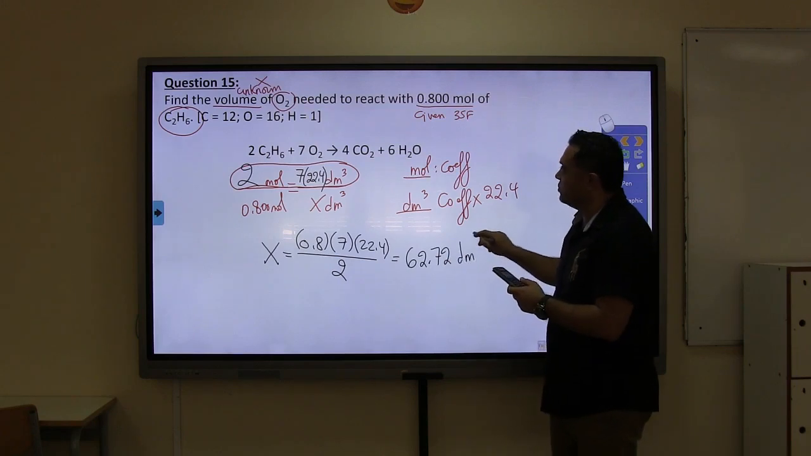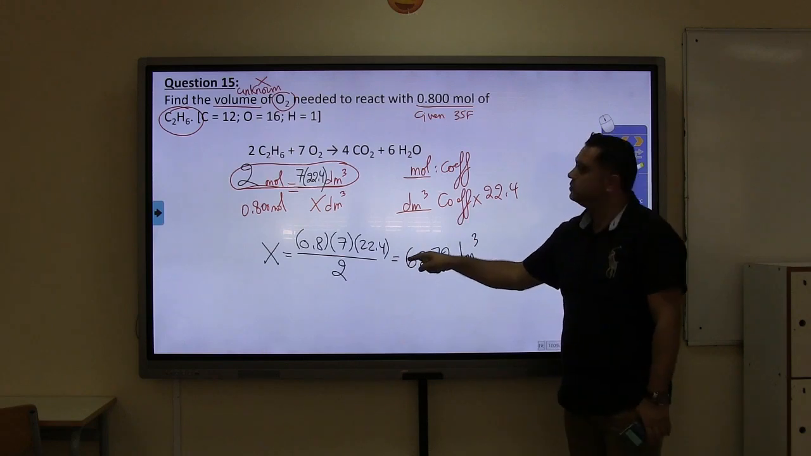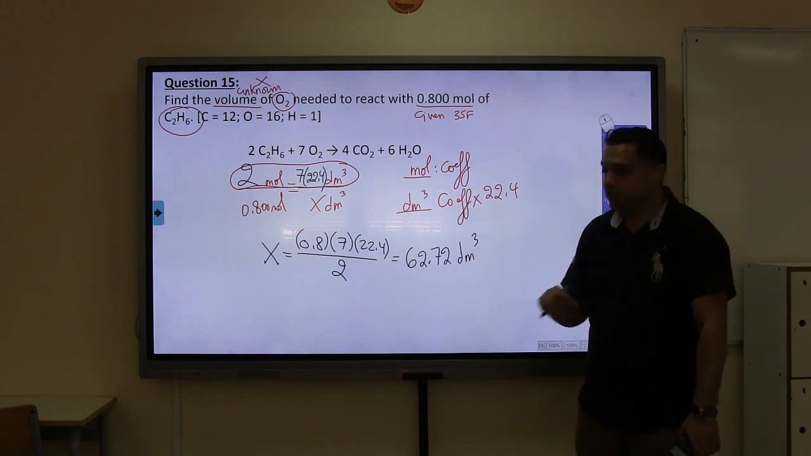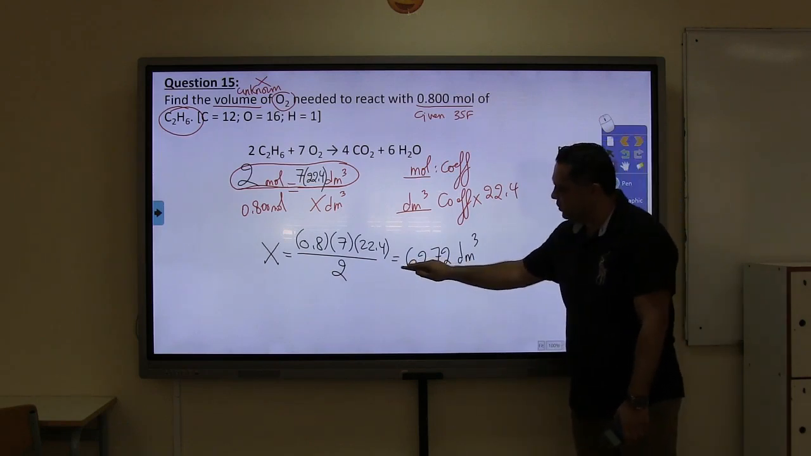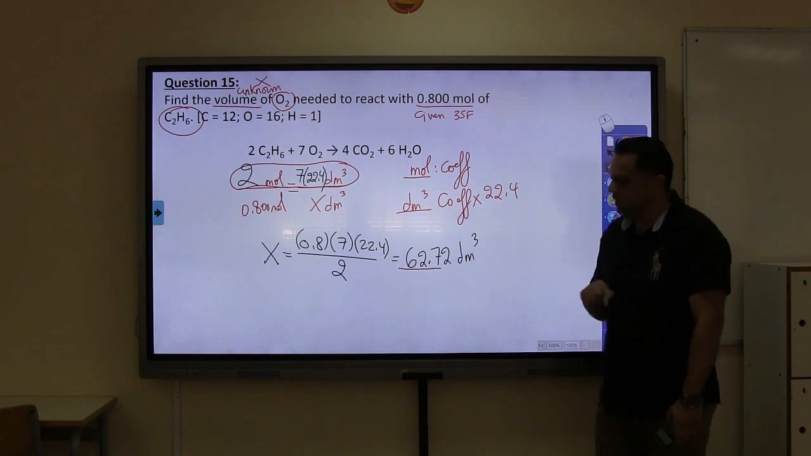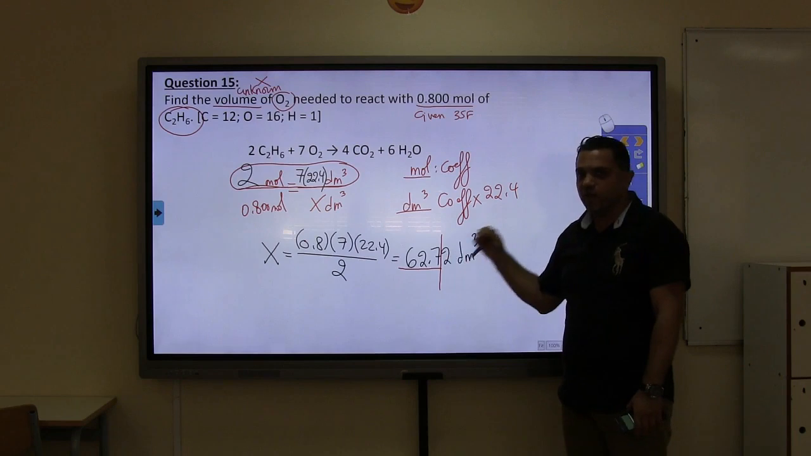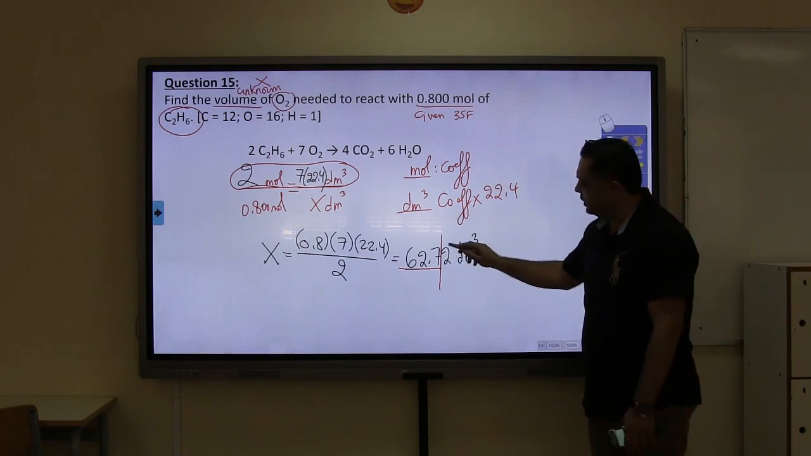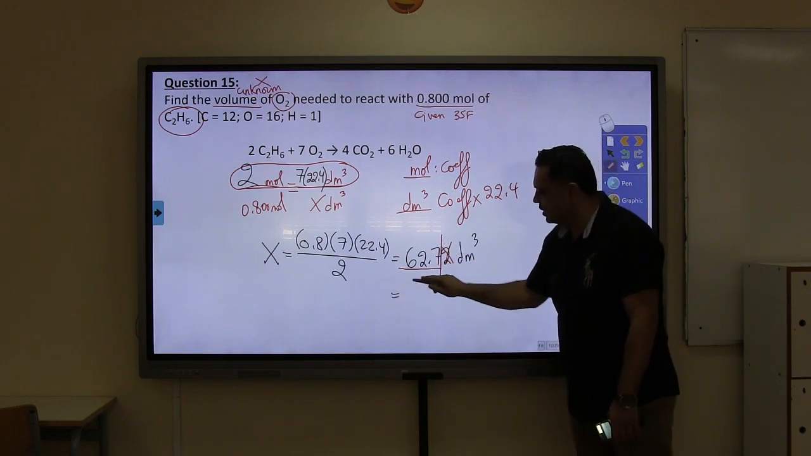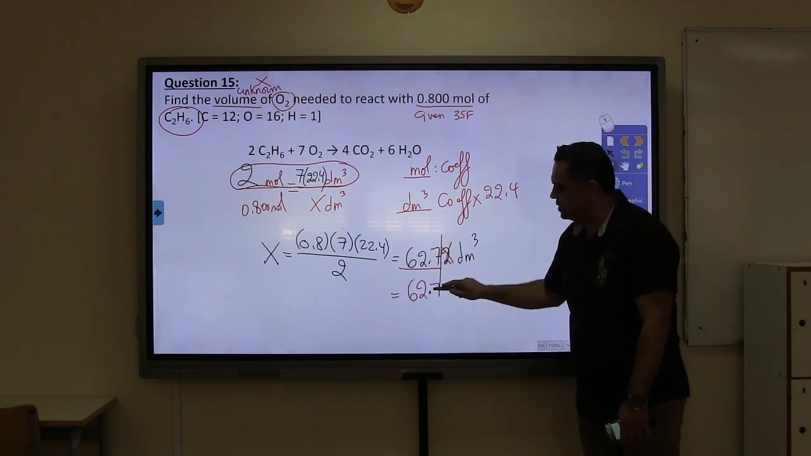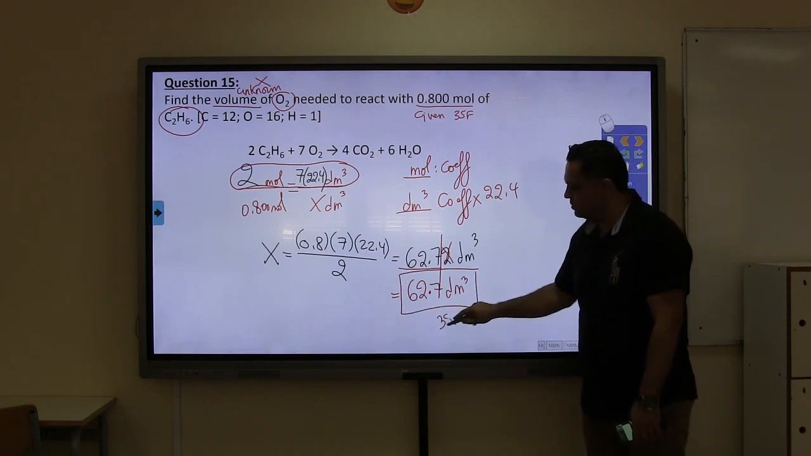Okay? So the answer here will be 62.72 decimeter cube. If you look here, the answer is 4 significant figures, while the given is 3 significant figures. So I need to round here. To round the final answer into 3 significant figures, I will choose the first 3 numbers, and then I will look at the 2. The 2 here is 5 and below, so I just delete it, cancel it, and the final answer will be 62.7 decimeter cube. 3 significant figures.